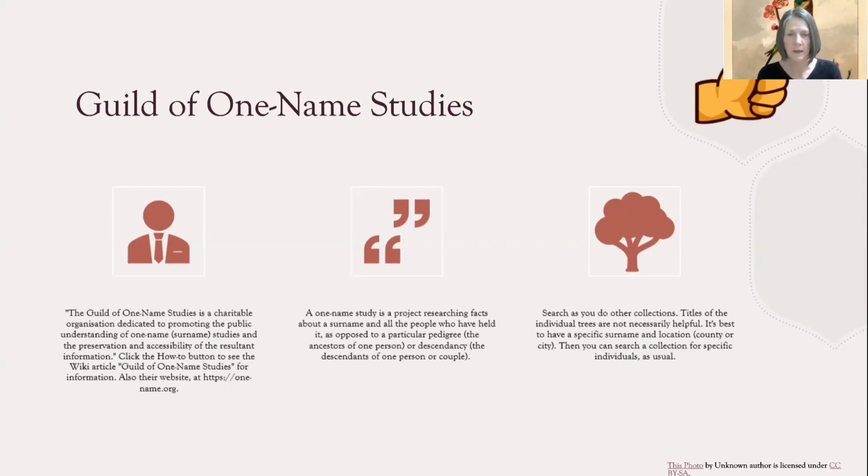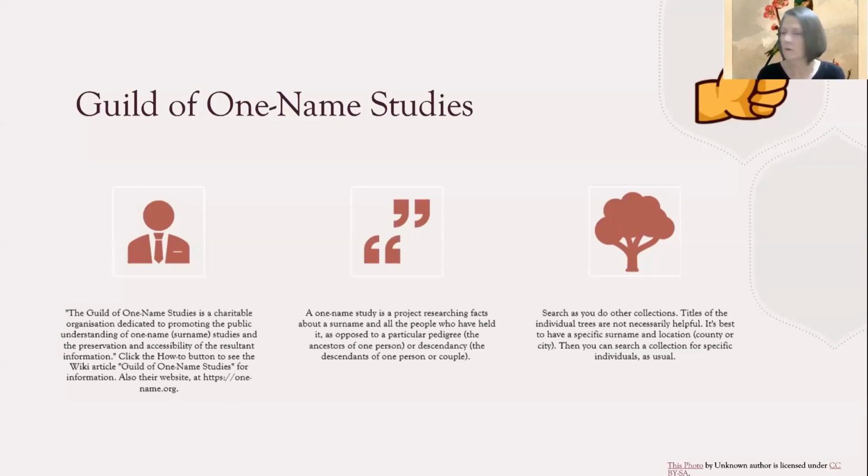So for example, my maiden name is Hicken. If they were doing a project on that, they would try to find instances where that name had been held by any specific person. And then they try to gather those all together into that one name study. So it's basically lists of names. They're not necessarily connected to other people. But again, we're looking for names, right? So search as you do other collections with the names.